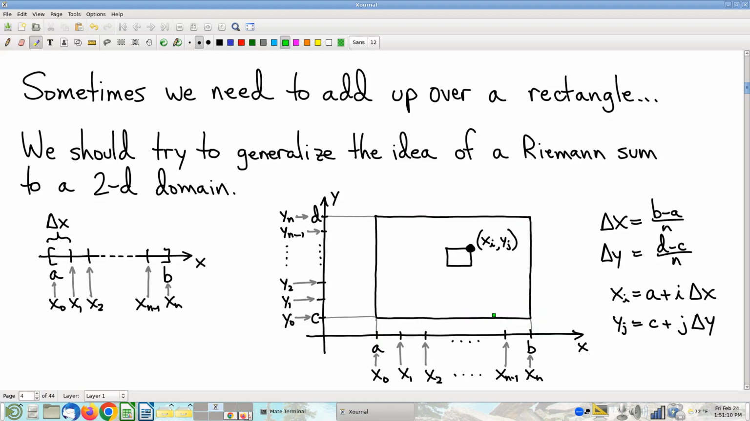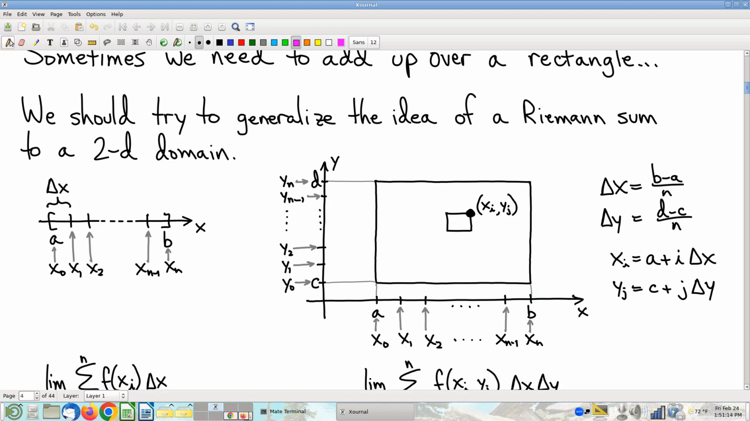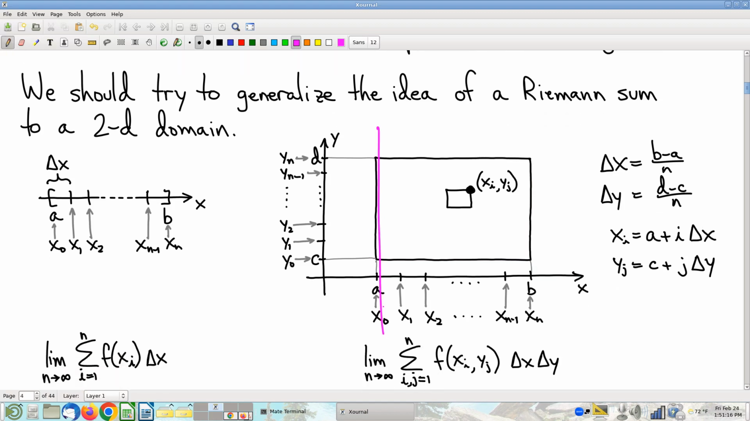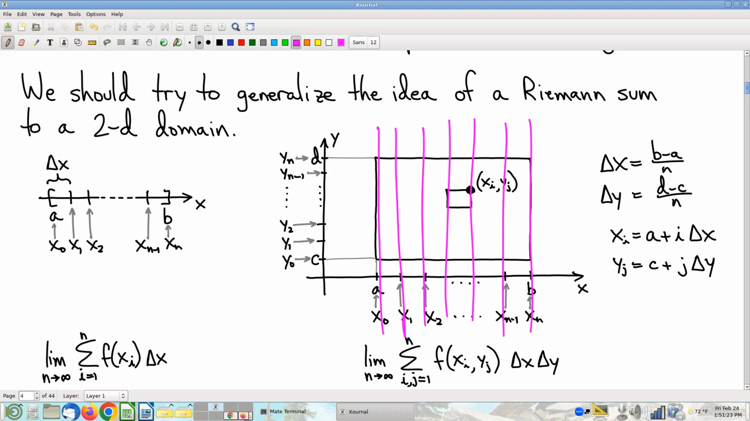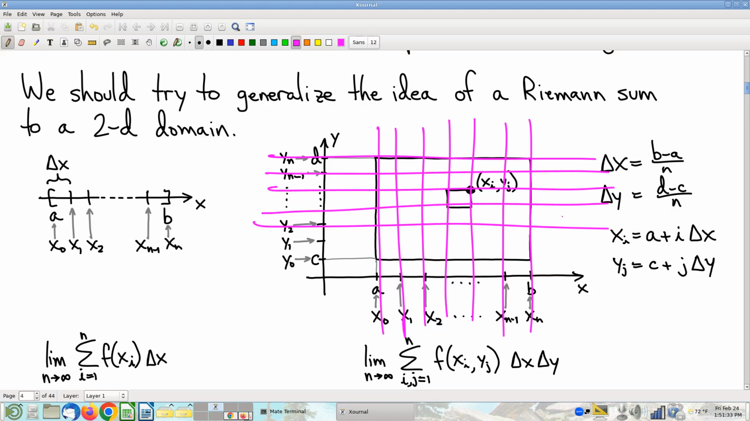Whatever it may be, if we decide that we want to chop up a rectangle, notice we have to chop in two different directions. If you just chop up like this, you don't get little teeny tiny pieces. You get long skinny pieces. So you have to chop up in both directions. Then you get actual little bitty pieces of area.